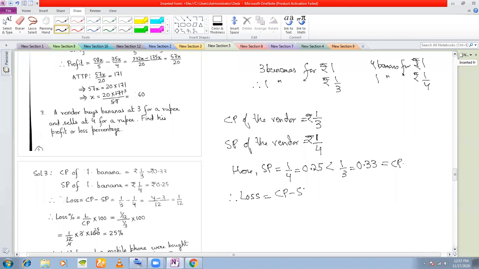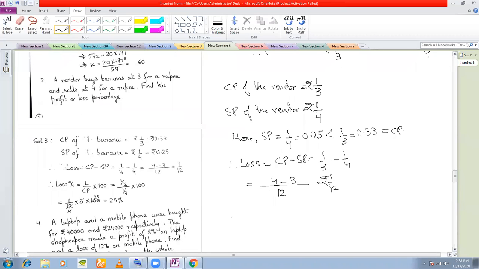And what is the loss? Cost price minus selling price. So it is 1/3 minus 1/4. Now you take the LCM, 12. 4 minus 3, which is 1 by 12 rupees. He is losing 1 by 12 rupees.